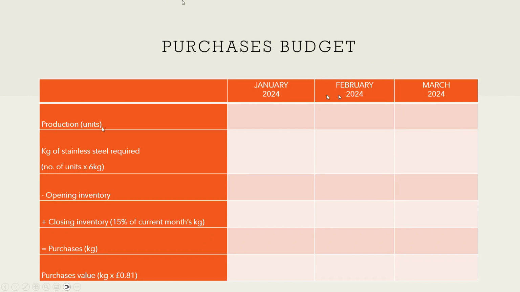Now we're going to start with the production in units. That's going to be key to working out how much material we need. Then we'll work out the number of kilos of stainless steel we require. So production in units multiplied by 6 kilos per trolley.